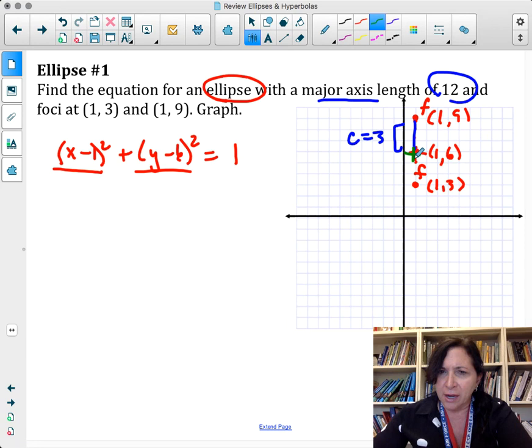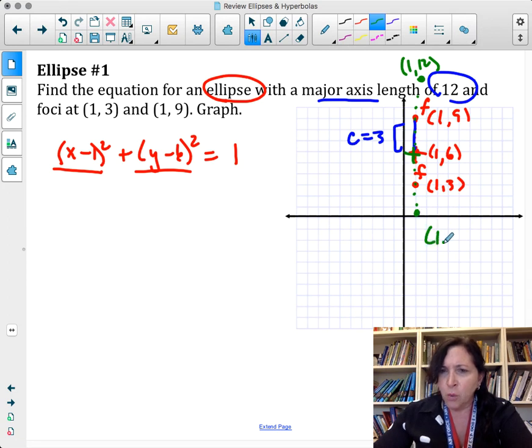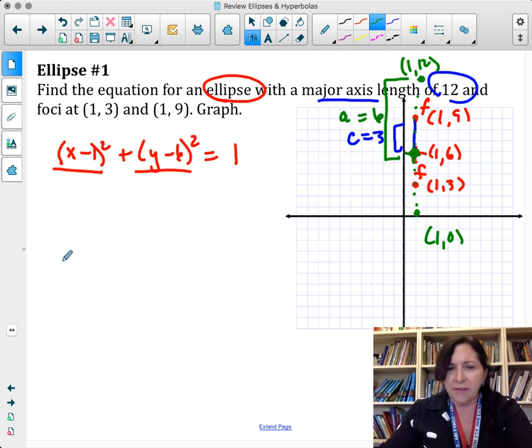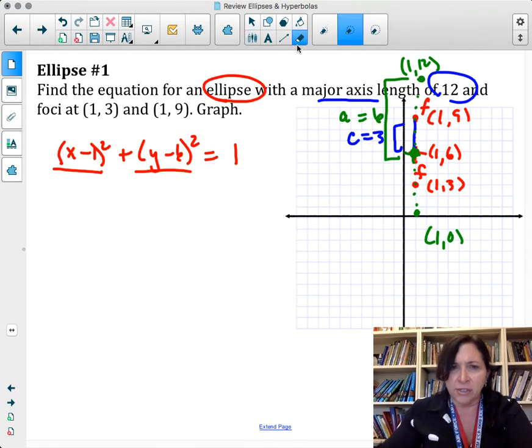So I've already gone up 3, so 4, 5, 6. So this point right here is an additional 3 above that. So that's going to be (1, 12), which is one of my vertices. And then again, I would go down 6, and this point here, (1, 0), is another vertex. So that means I know this value here is my a value, and my a value is going to equal 6.